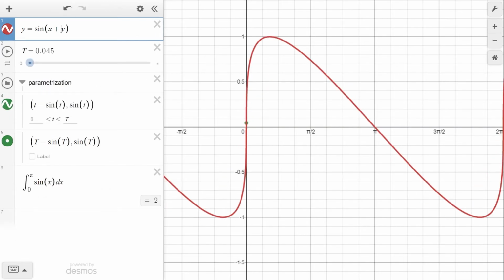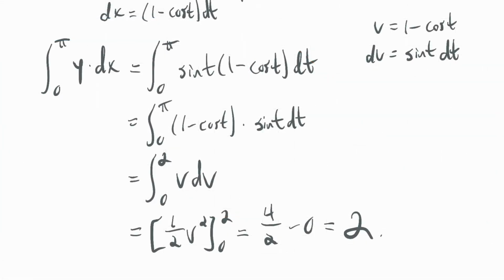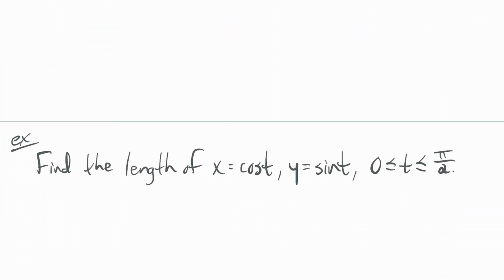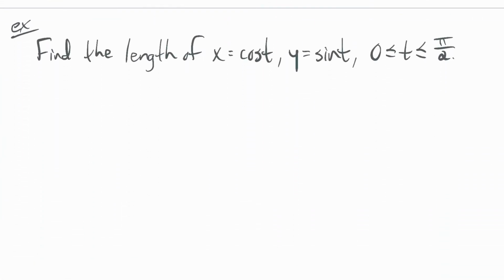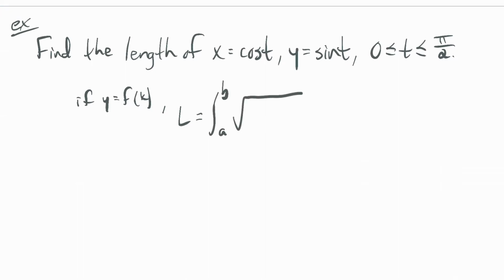So let's go see what's next. Okay, so length, arc length. You might recall that when you have y equals f of x, then you can find arc length in the following way. This equals the integral from a to b of the square root of 1 plus (dy/dx) squared dx.